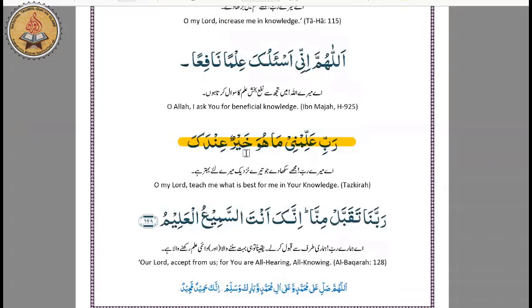Jazakallah. Almost there. So over here, hu and wa. So simple dhamma stroke and simple fatha stroke. So when you join it together, huwa. Okay? Rabbi allimni ma huwa khayrun indaka. So just read this part again from me, from huwa, please.